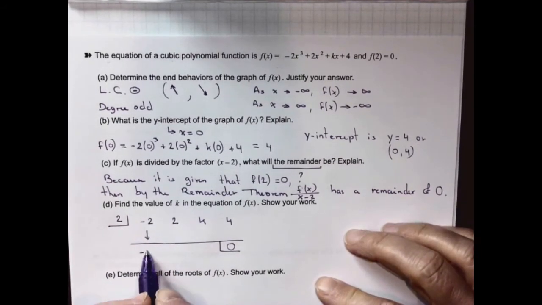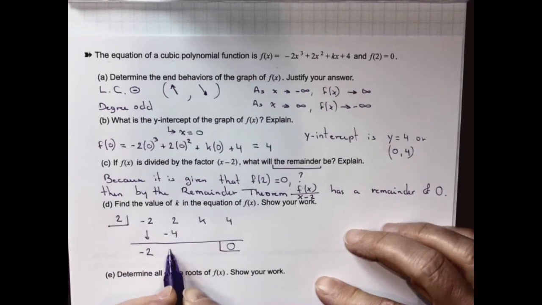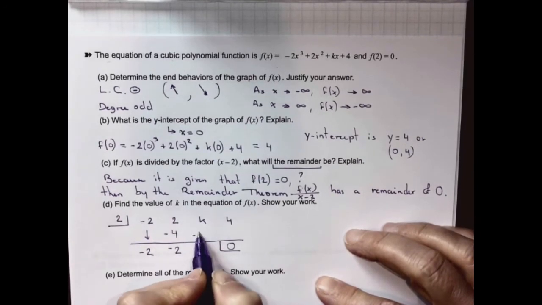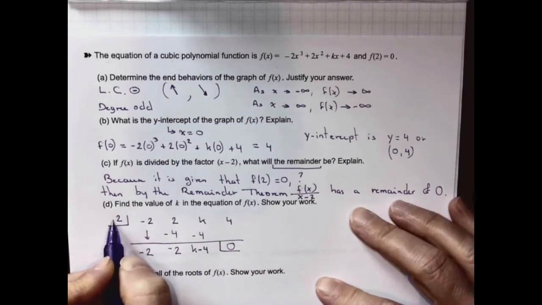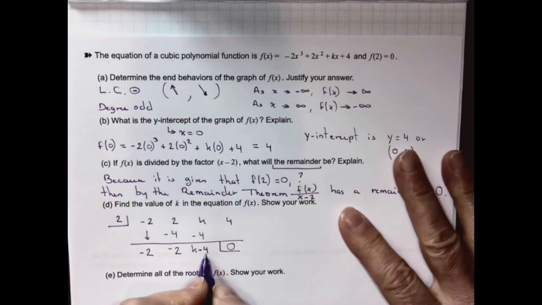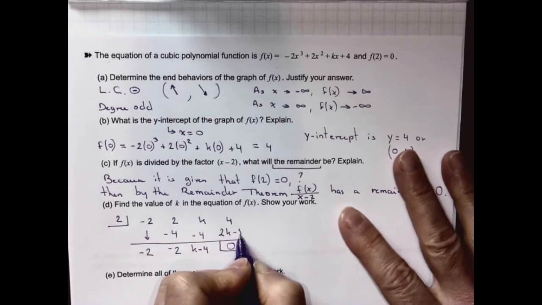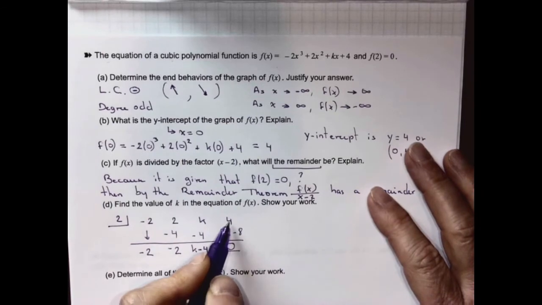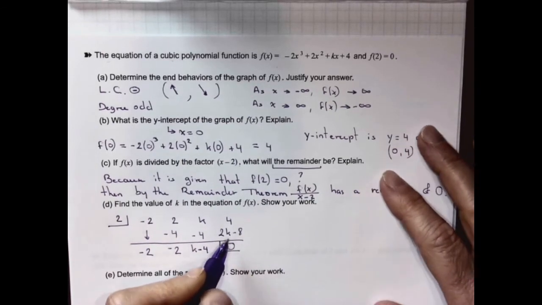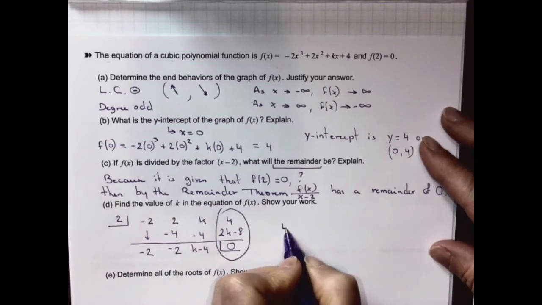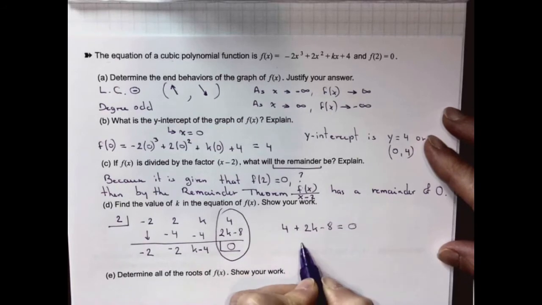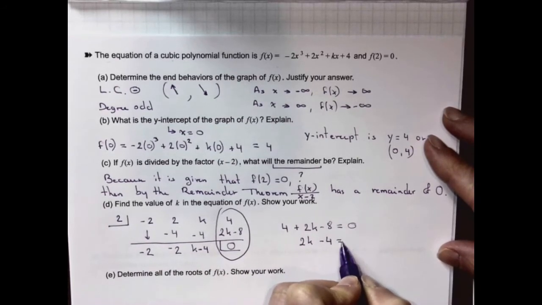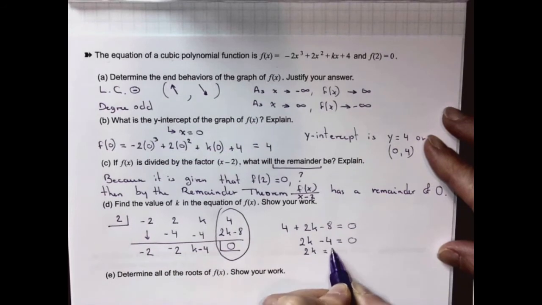So now I'm going to do my synthetic division. That will be negative 4, negative 2, negative 4. Add those, will be k minus 4. Multiply that, and that will give you 2k minus 8, right? And then you know that to do 4 plus something to get 0, well, let's just write it down. 4 plus 2k minus 8 equals 0. So that will be 2k minus 4 equals 0. Therefore, 2k equals 4 and k is equal to 2.